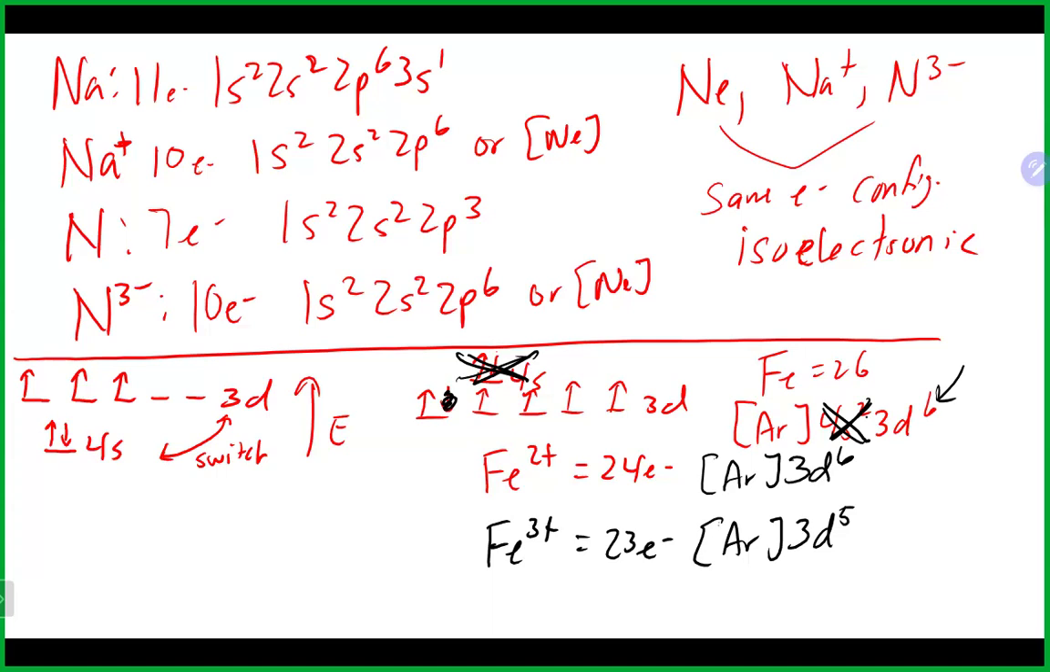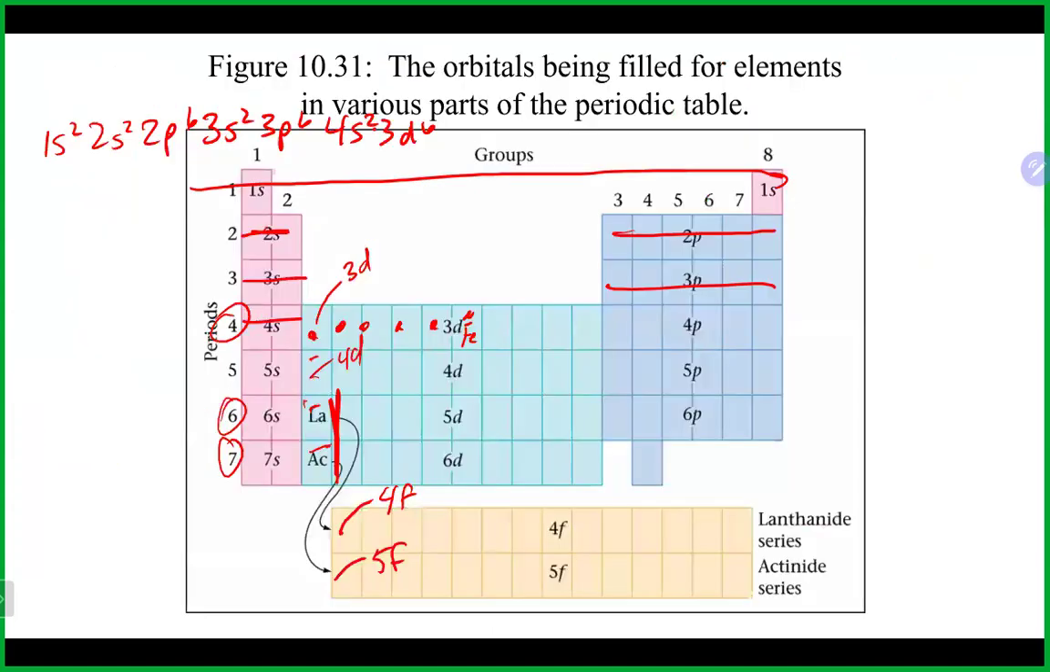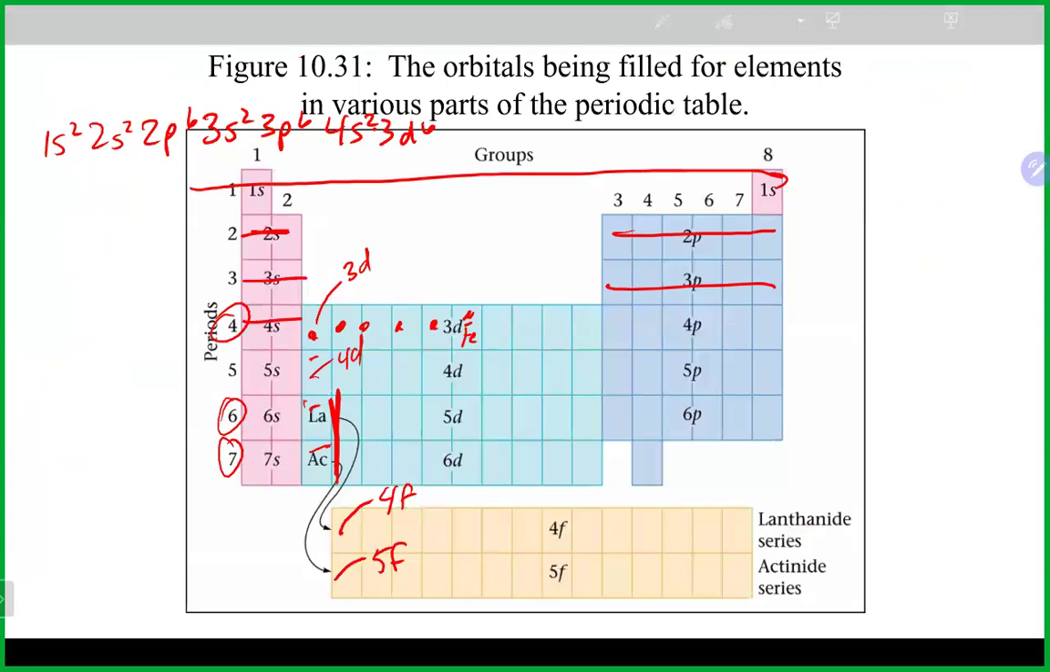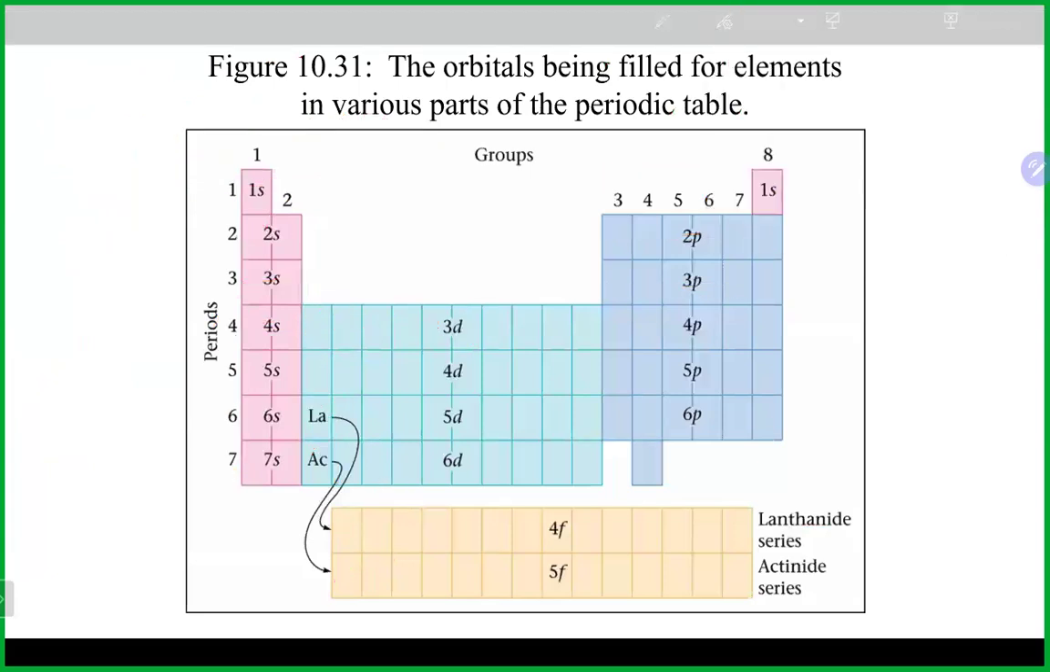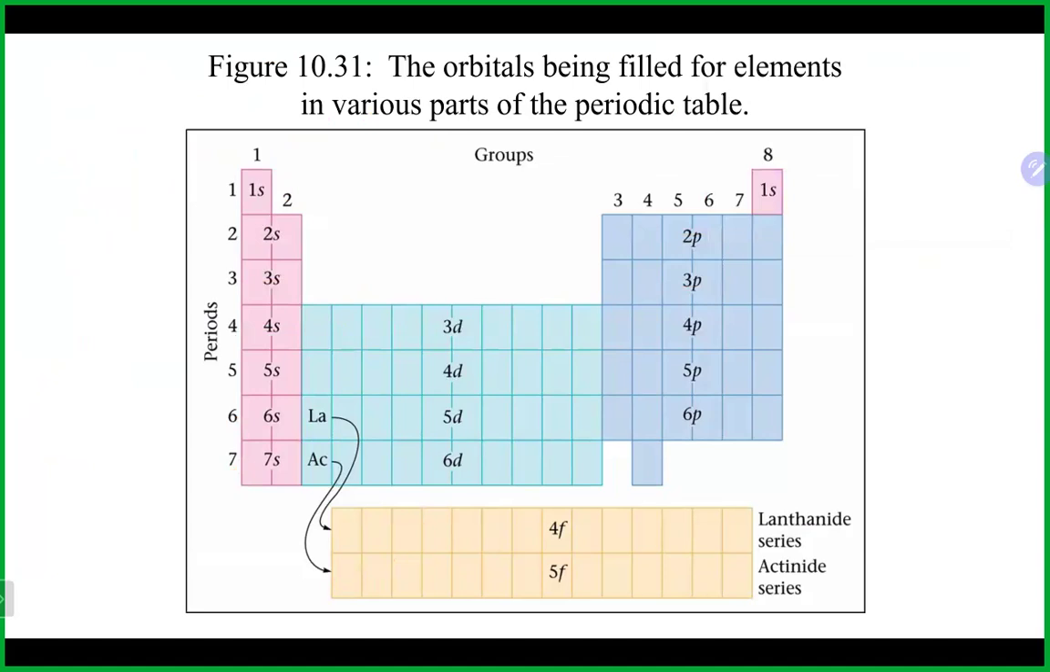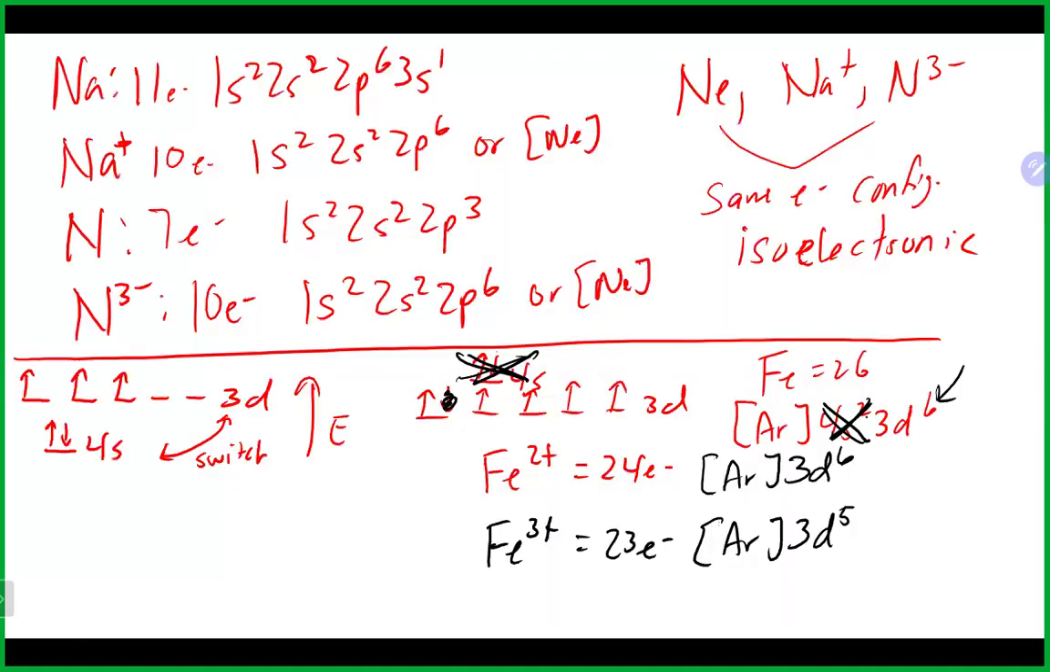So all of our transition metals will follow that pattern. They will essentially lose their s electrons first, and then if need be, they will jump in and take out some d electrons at that point. Any questions on that there? Yeah. This one? Yeah.